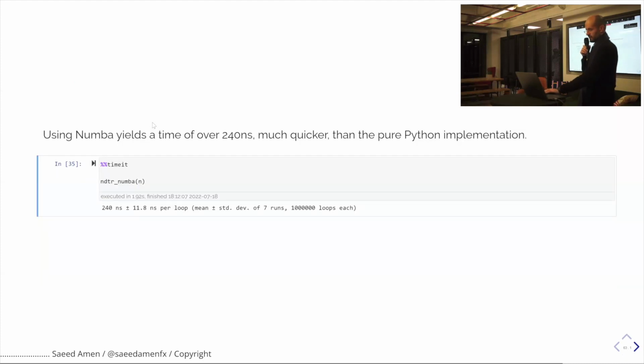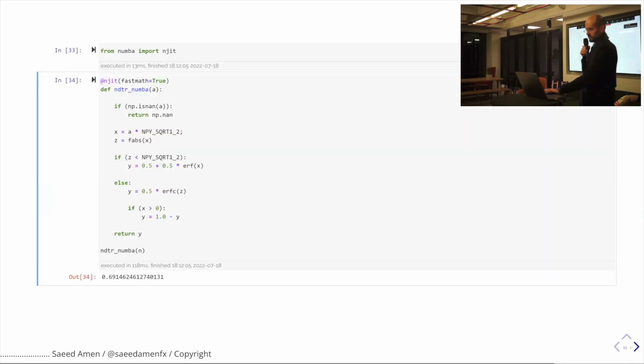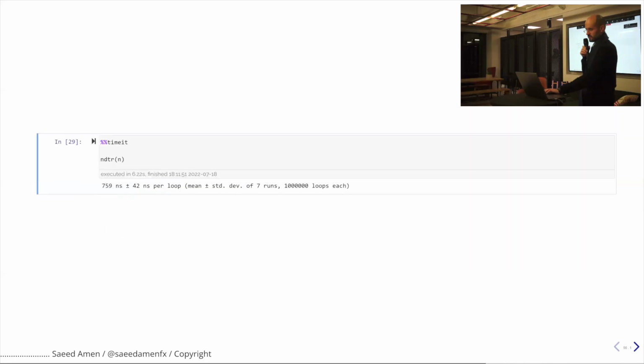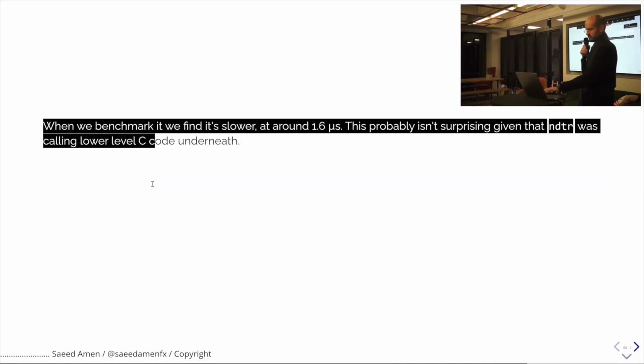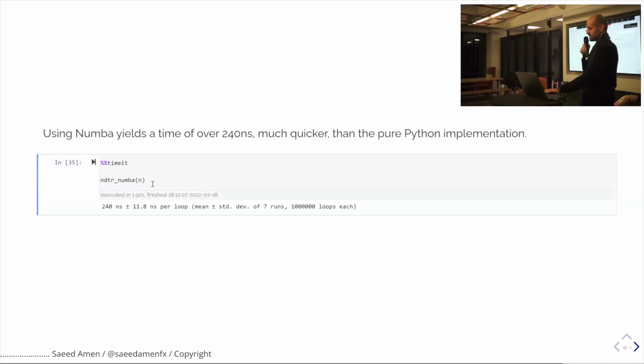So if I run that now, that's 240 nanoseconds, actually. So that's much quicker than the pure Python implementation. And if we go back to the C code, that's actually faster than the original C code that we had, which is 760 nanoseconds. Okay. There we go. So it's quite a bit faster. Not as massive a speed up as calling the lower level function instead of norm doing NDTR, but it's still quite a big speed up.